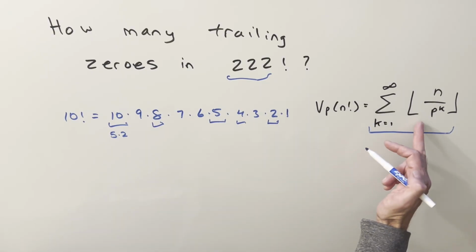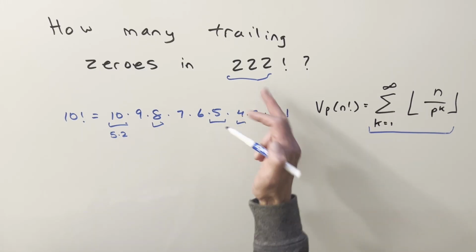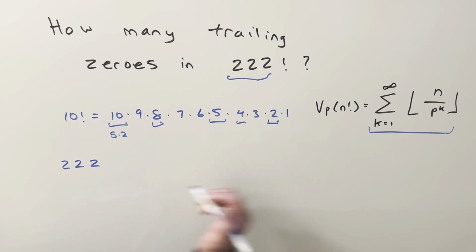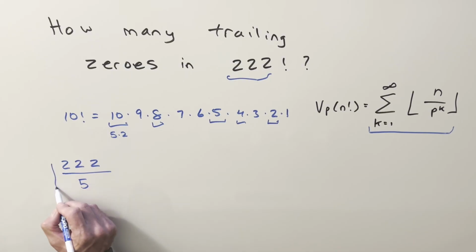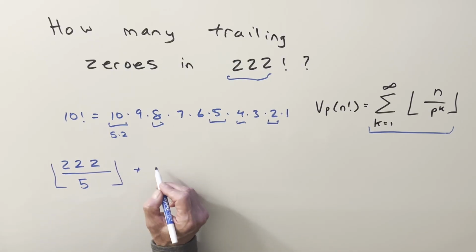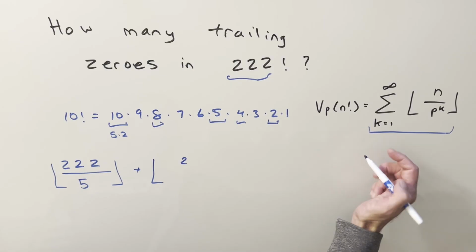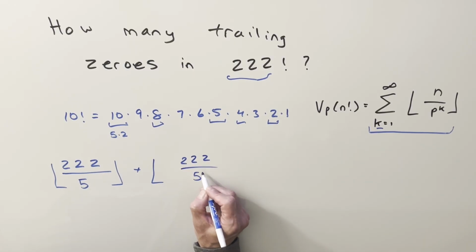So this is going to be a sum of these terms with the floor function where the n is going to be 222. So what we're looking at here with n equal to 222 and p equal to 5, we get the floor function of 222 over 5 plus, and then we're just taking larger powers. The power gets incremented with this k value. So then we want 222 over 5 squared.